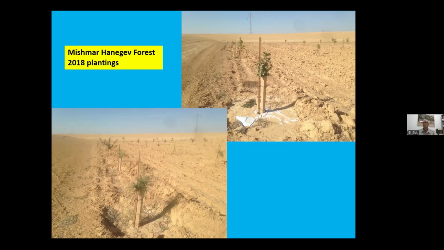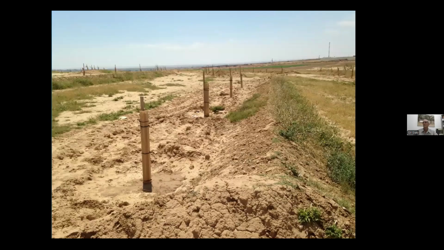Here you can see sycamore in the upper picture. Sycamore, you must know. Here you can see ziziphus and acacia. Very good species. And this is right after planting. Vegetation between the shichim is already developed.